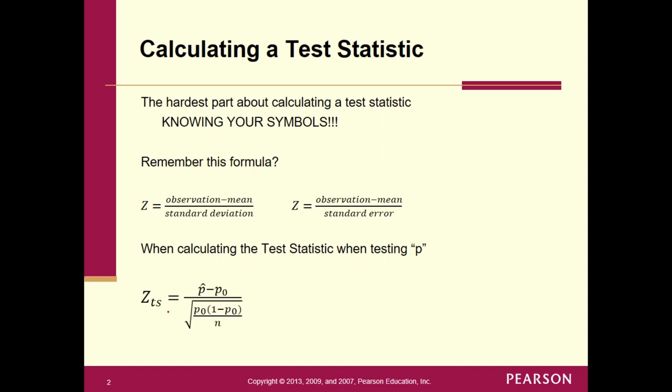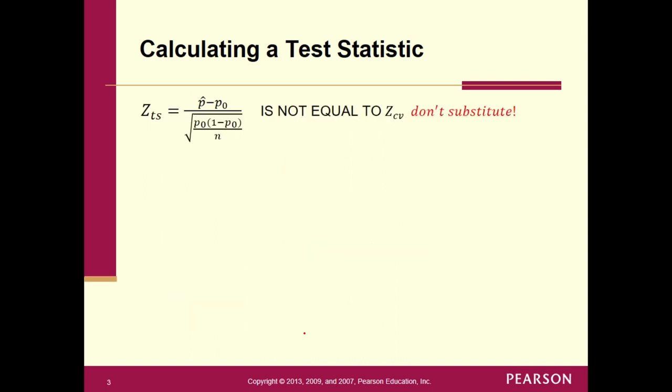First thing I want to point out is that I put a little TS here to stand for test statistic, and there's a reason for that. We'll get into the specific pieces of the formula in a little bit. First thing that I need you to understand is that the Z test statistic is different than the Z critical value. Critical values are different than test statistics. You cannot substitute one for the other. Do not substitute. They are two different concepts.